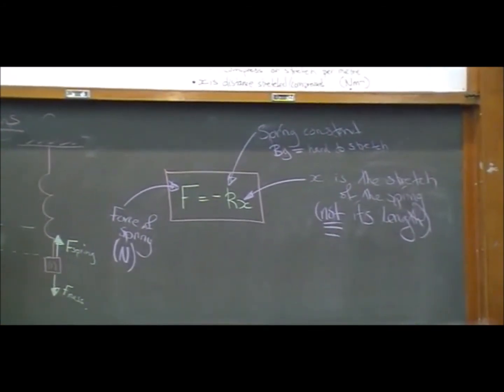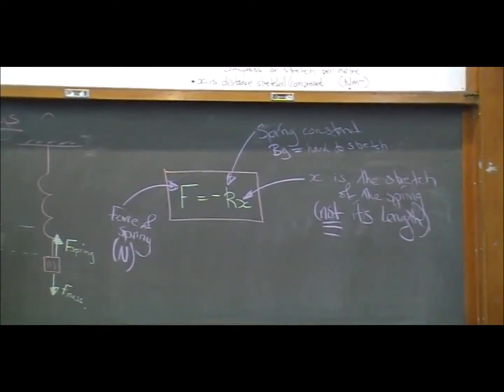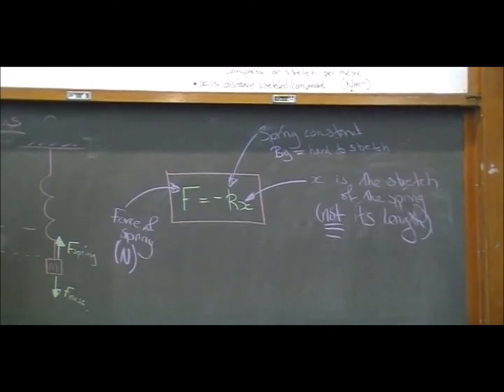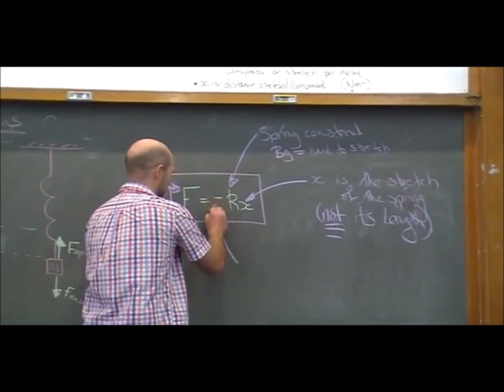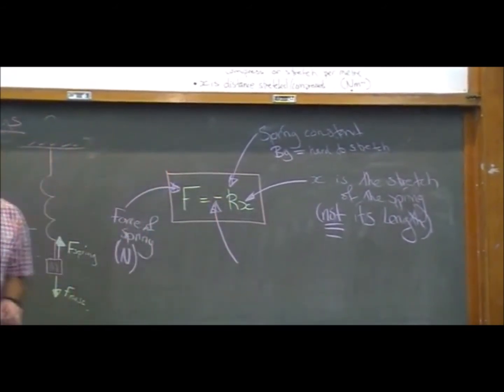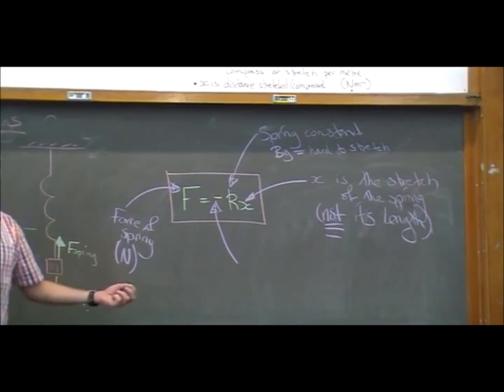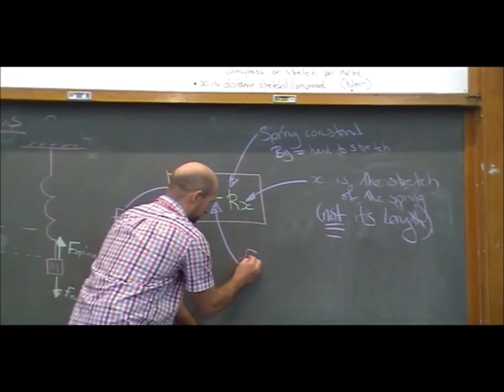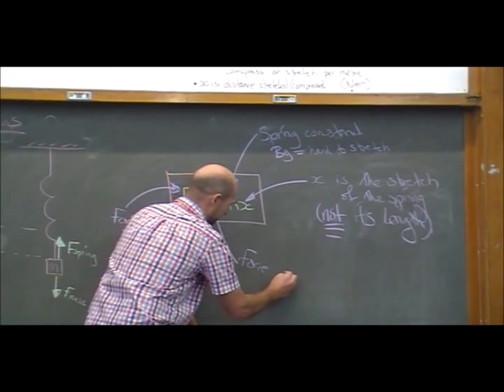What about that minus sign? Everyone's been working around the minus sign. We're going to talk about the minus sign. What does that mean? The spring pulls opposite. Good. Opposite to what? Opposite to the direction of stretch. What's opposite to the stretch? The force of the spring. Good. So the force and the stretch are in opposite directions. Yes, that's what it means.